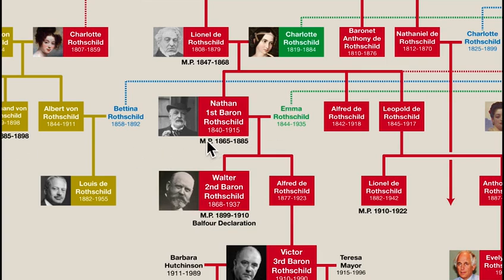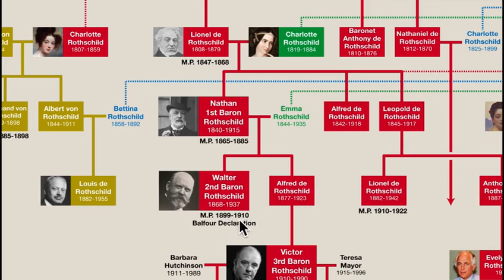Nathan, as the senior-most heir of his grandfather Nathan, was also head of the British branch, like his father was before him. He was also involved in funding Cecil Rhodes, founder of Rhodesia and the De Beers Diamond Company. You'll notice here that Nathan married a cousin from the Italian branch of the family. He was followed by his son Walter, who was the second Baron Rothschild. Like his father and grandfather, he too served as a member of Parliament.